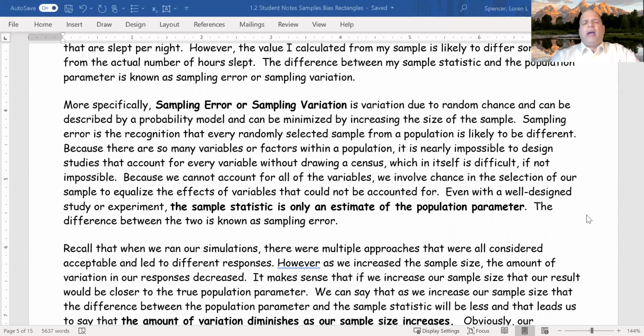So if on average, Reagan's students sleep 7.2 hours a night, and my study came back and said, oh, they sleep 7.1, that difference would be the sampling error. Once again, with sampling error, I cannot eliminate it, but I can decrease the amount of error by increasing the sample size. Increasing the sample size does help with sampling error.